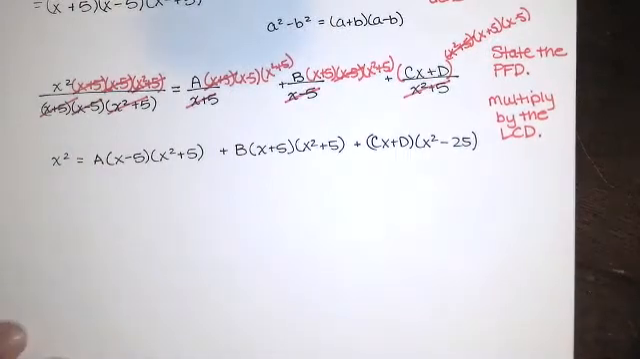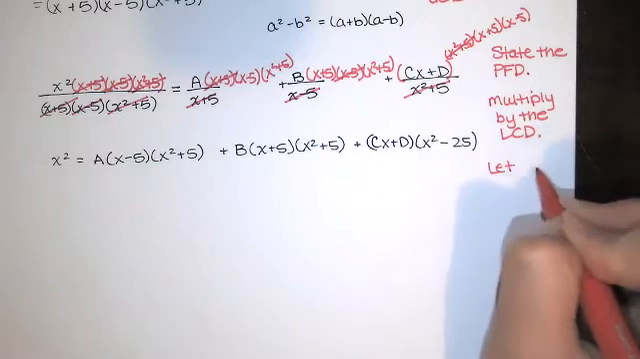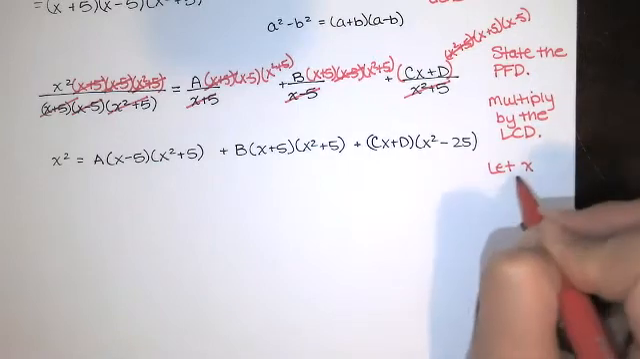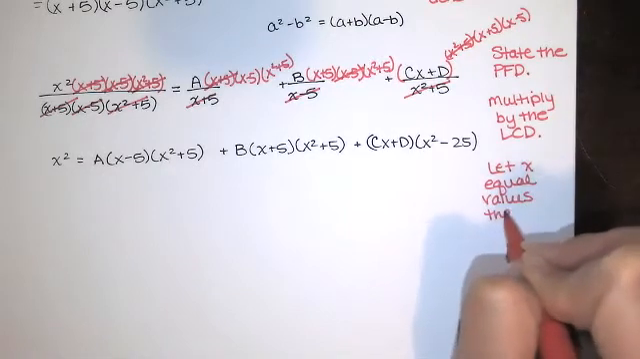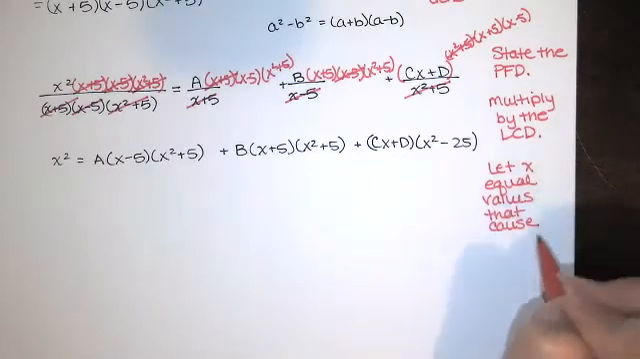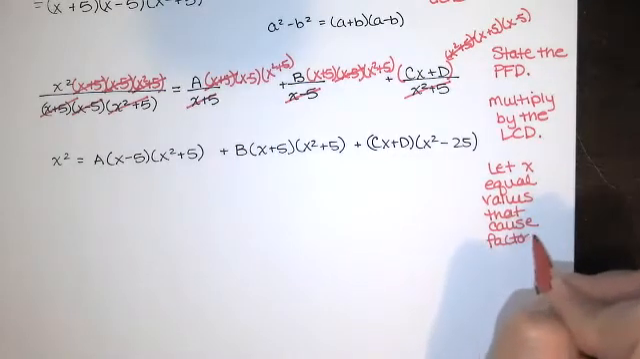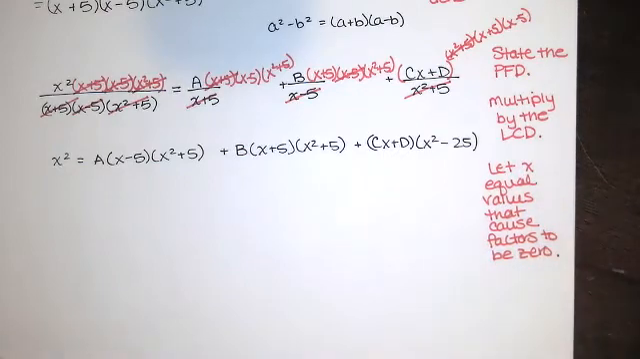So we'll choose, or we'll say, let's let x equal values that cause the factors of our original denominator to be 0. And it's a very wordy way of saying it. I can't think of a better way myself, I'm sorry.